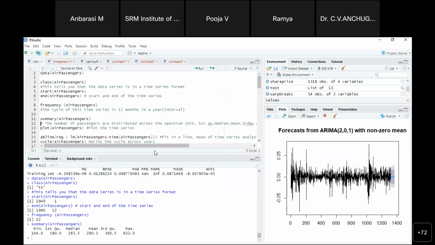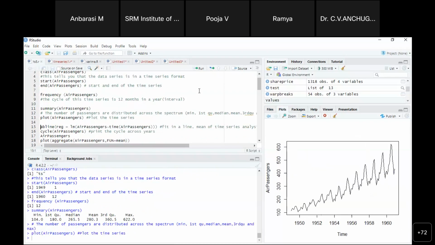If you want to see the summary, the min, median, mode, first quarter, third quarter, maximum quarter, if you want to see that, using summary we can specify it. If you want, you can see the plot also. We can see here, when you observe this plot, it is showing an uptrend. Uptrend means what? The given data set is not stationary.